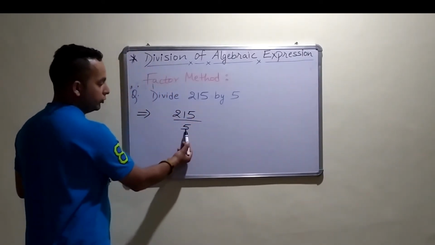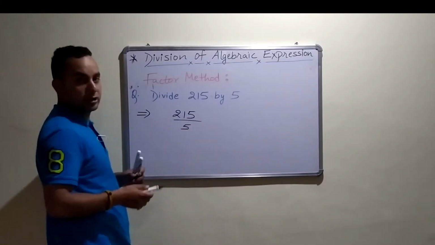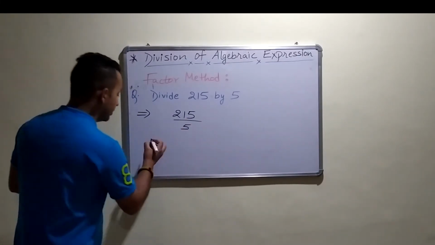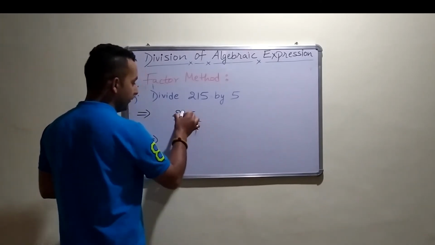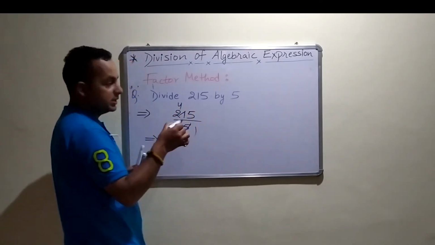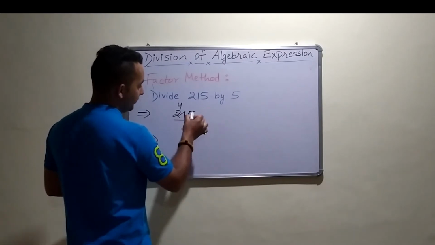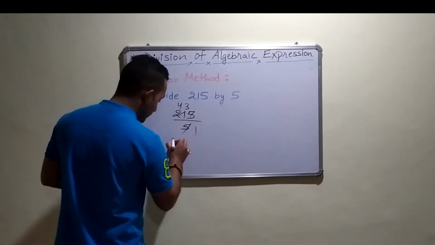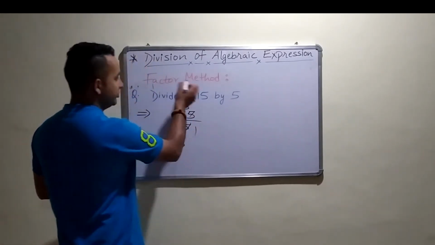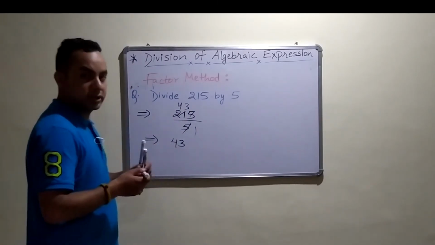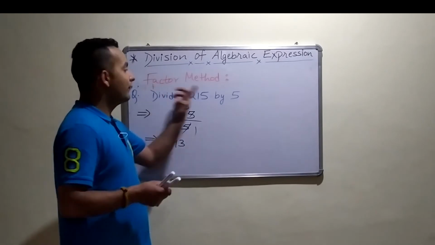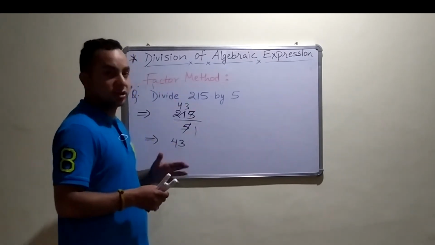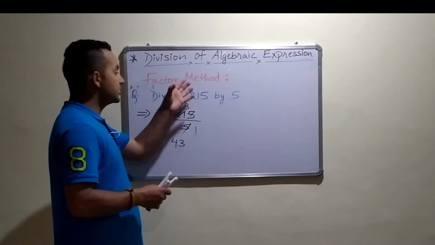Here the unit place is 5 and here the unit place is 5. Now you're going to cut this. So 5 1s are 5, 5 4s are 20, and 1 left 15. So 5 3s are 15. So with the help of the factorization method, your product is 43. That's the factorization chapter, the factor method.